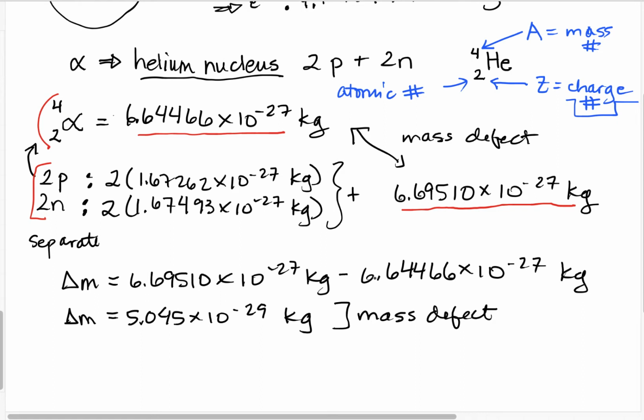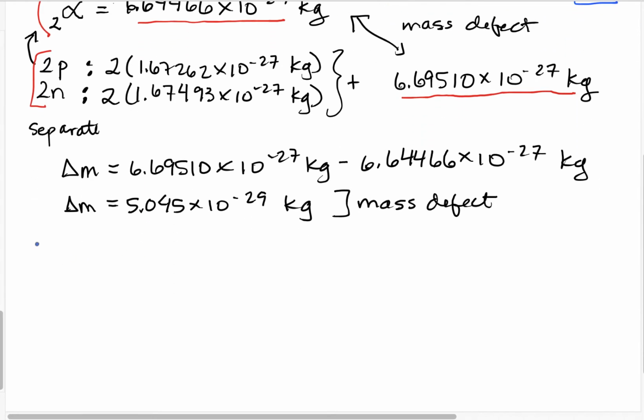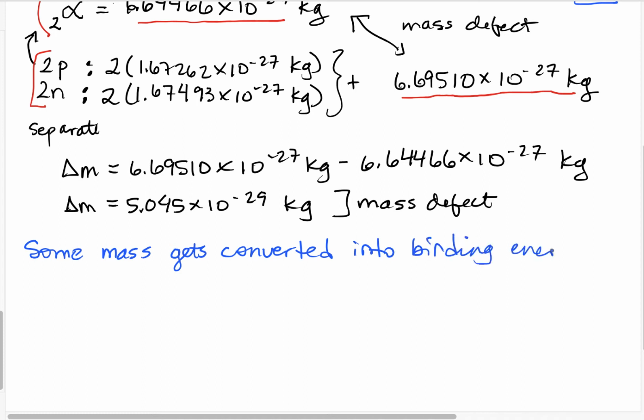So what's going on? Why is there a difference in the mass between these two? So the deal is that some mass gets converted into energy when these bind together. And there are energies called the nuclear strong force. There's also a nuclear weak force. And this nuclear strong force holds nuclei together.